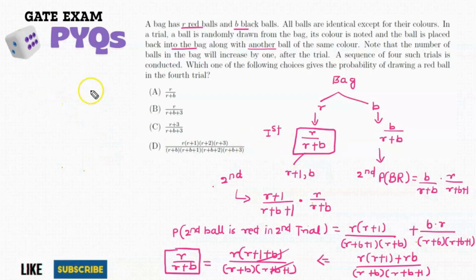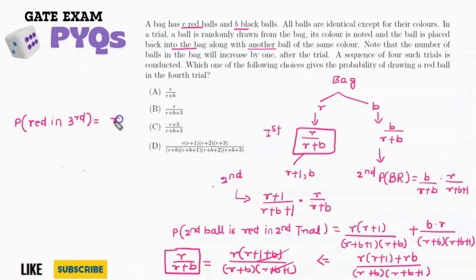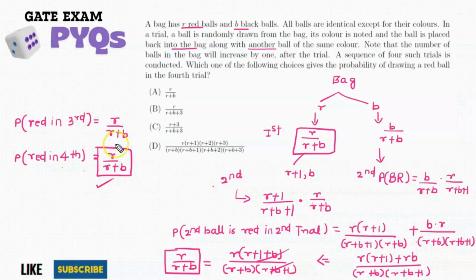Now, I will just write what happens in the third trial. The probability that we will get a red ball in the third trial, in a similar manner, we will get R over R plus B. And in the fourth trial also, we are going to get the same thing, which is R over R plus B. Adding extra balls does not change the probability. So this was one interesting question, and this is the correct answer, R over R plus B. You can check the third or fourth cases as well.